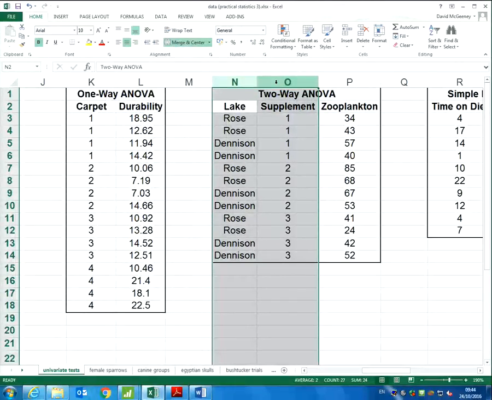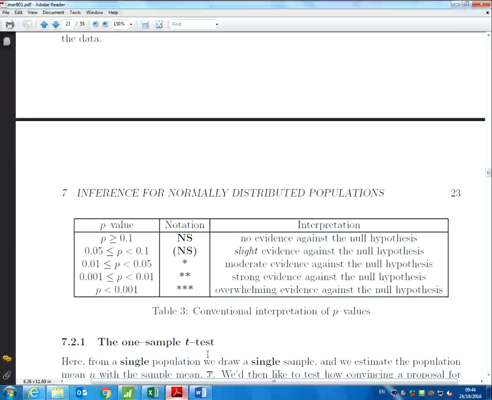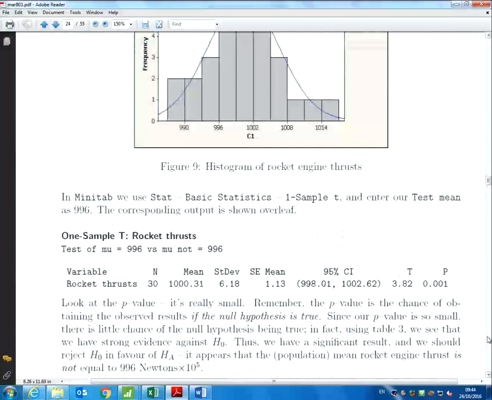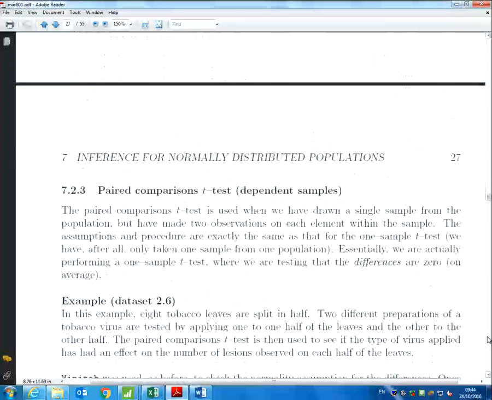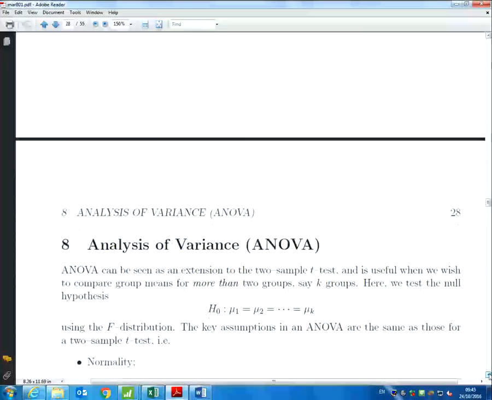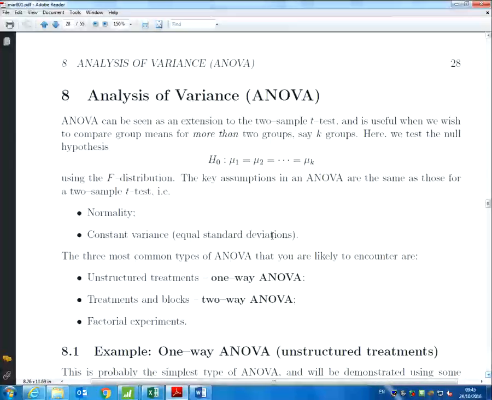Factors being lake, how many levels? 2. Supplement, how many levels? 3. 2 factors. Why is it called two-way ANOVA? Because there's 2 factors. So it's that simple. In your notes, you've got this information about ANOVA. But ANOVA is simply an extension of the two-sample t-test.